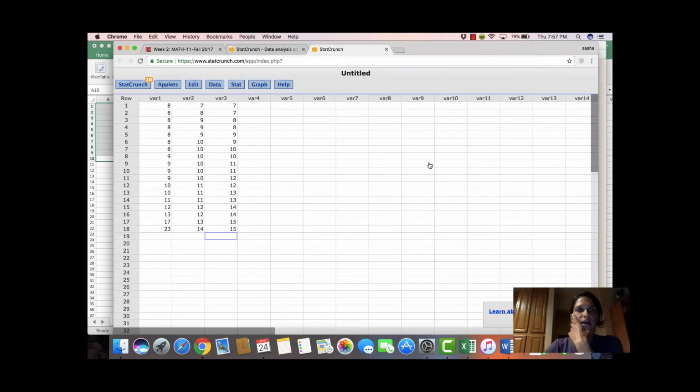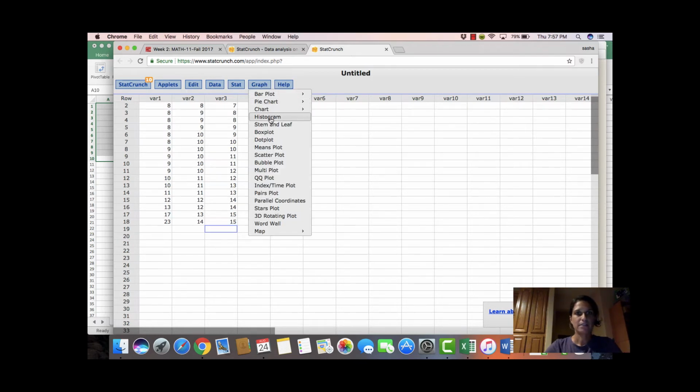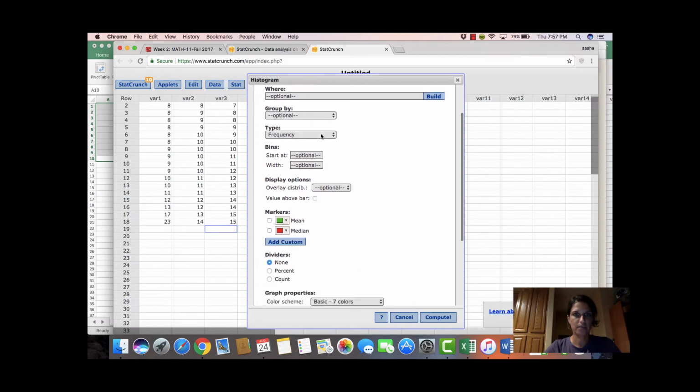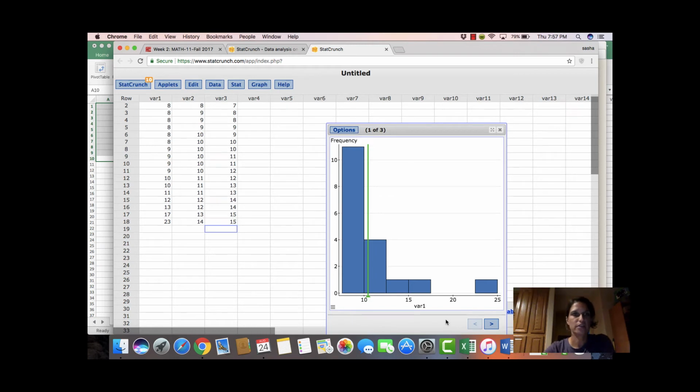Okay, we're going to compare some data here. First of all, I have 3 sets of data: variable 1, variable 2, and variable 3. I'm going to graph these in histograms so we can see what they look like. We'll just do a frequency histogram, and I want to see the mean for all of these. Okay, so here's the first one. Here's variable 1. The mean is about 10.44, and it's definitely right skewed data.